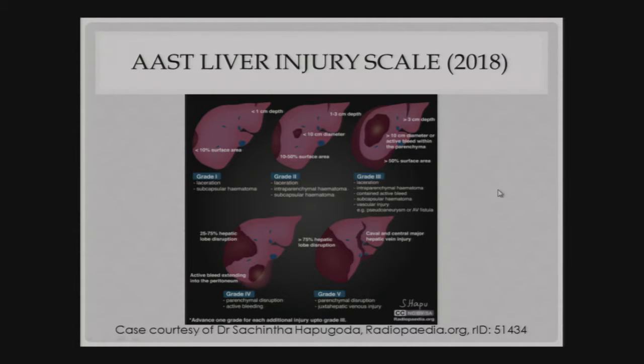So, the liver injury grading scale is pretty similar to spleen. You have grade 1, less than 1, grade 2, 1 to 3, grade 3, greater than 3 centimeters in depth laceration. Pertinent to the liver, grade 4 is 25 to 75% hepatic lobe disruption or active bleeding extending into the peritoneum. And then grade 5 is a central vascular injury, so cava, hepatic vein, or greater than 75% hepatic lobe disruption would be grade 5 as well.